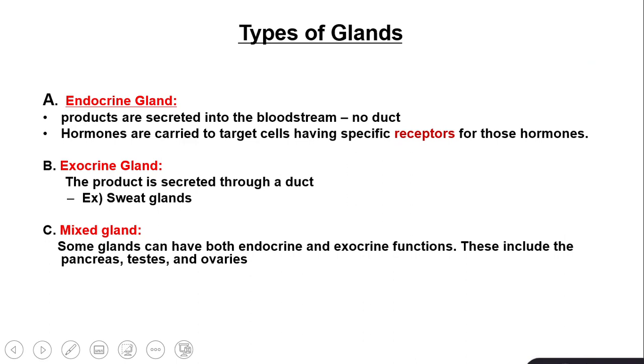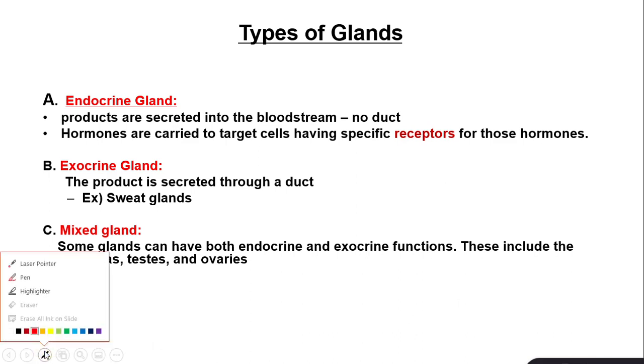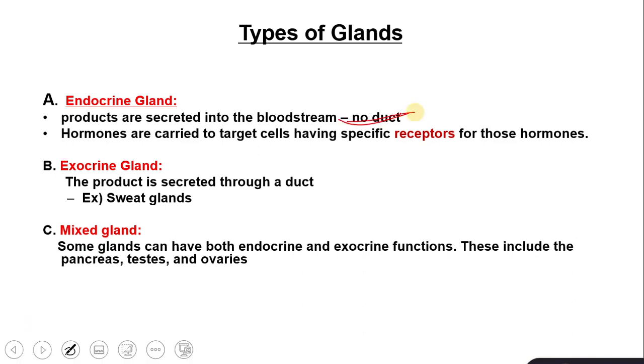So first of all, let's discuss the types of glands that we have. Endocrine glands means glands without a duct, meaning that they produce their products, the hormones, directly to the bloodstream by exocytosis. And then the hormones are carried through the blood to the target cells that have specific receptors for those hormones. On the other hand, exocrine glands mean glands with a duct, like the sweat glands, for example.